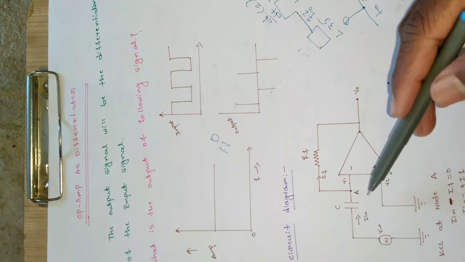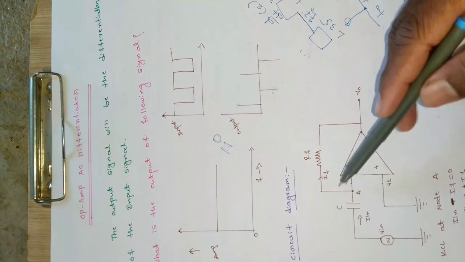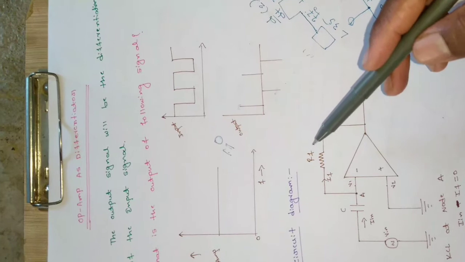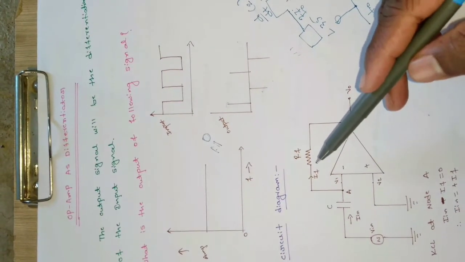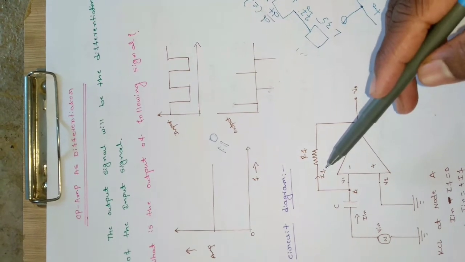Iin is the input current which is flowing. It can't go into the op-amp, so it takes the feedback path and flows through the feedback resistor. That's why we call it the feedback current IF.